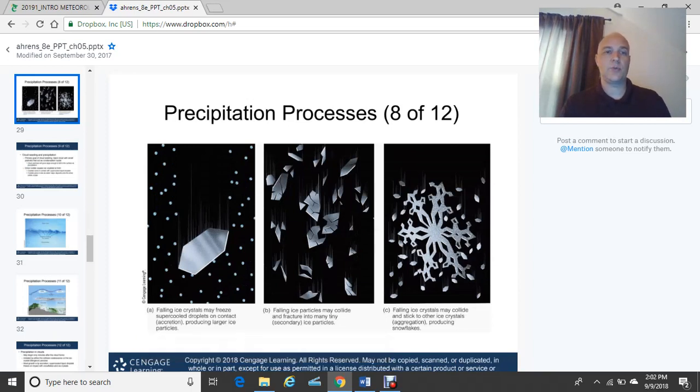This is when you have a liquid, the small little circular droplets on the left there, and ice crystals side by side. Falling ice crystals may freeze supercooled droplets on contact through accretion, producing larger ice particles. And these falling ice particles may collide and fracture into many tiny secondary ice particles.